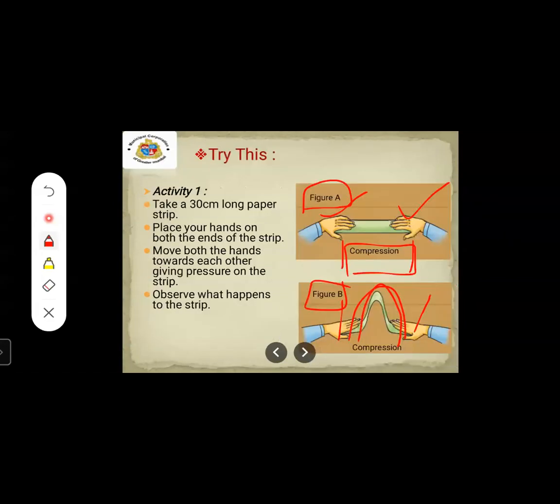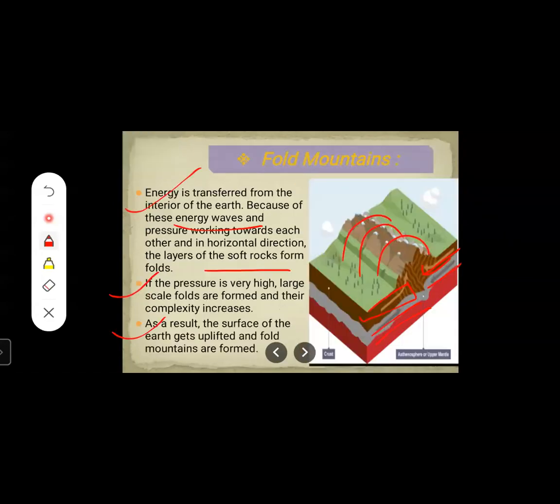As we have done in this activity, the same thing happens in this situation. Yes, the gray color you can see is the upper mantle area, and the brown one is the crust. Yes, this is the reason how fold mountains occur. For the fold mountains, you are going to keep that paper strip activity in your mind. This was the important point in the fold mountains.